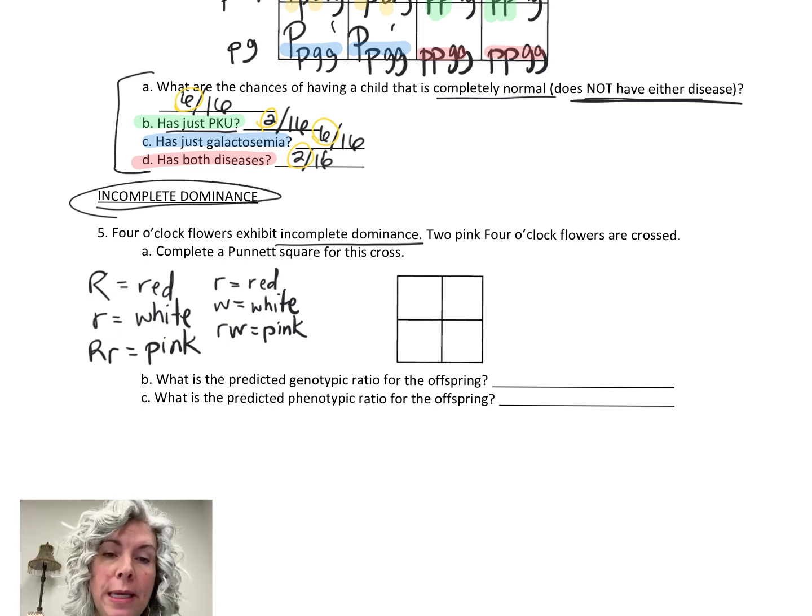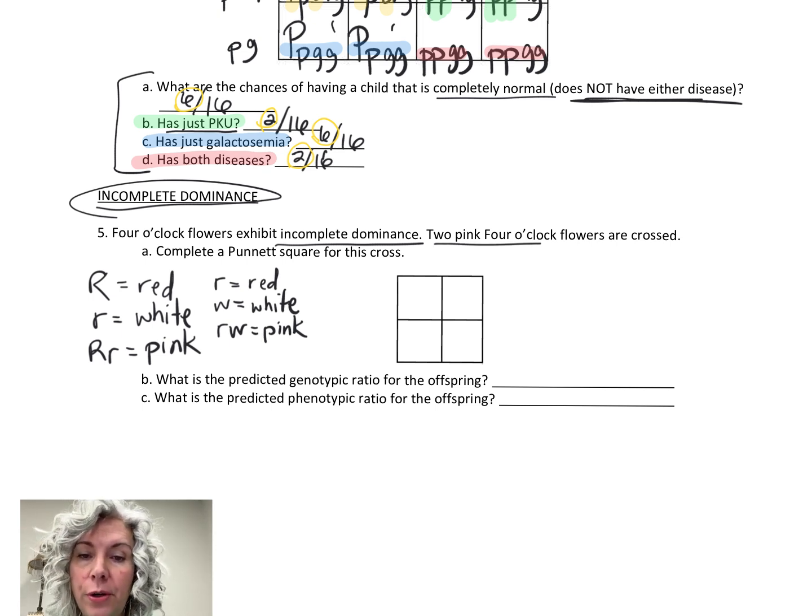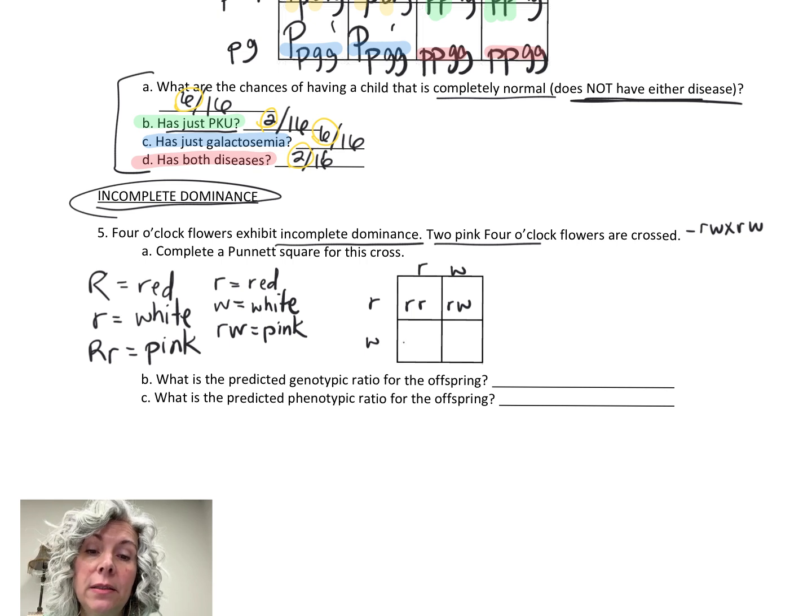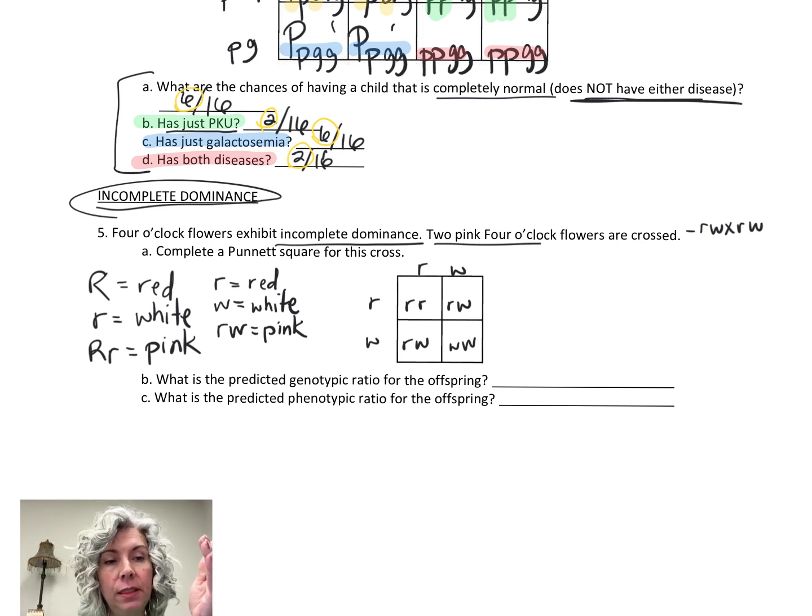Let's take a look at this. 2 pink 4 o'clock flowers. So they're going to be RWs. My parents would be RW times RW, or if you did the big R and little r, totally fine. So we're going to have a red and a white, and we're going to have a red, a pink, a pink, and then a white. I just kept my sequence consistent. Notice I put R first in all my offspring just to stay organized, easier to interpret that way. All right, there's our Punnett square.